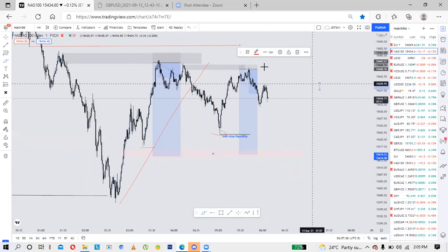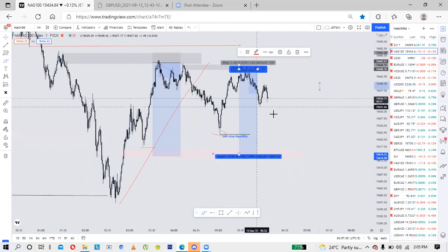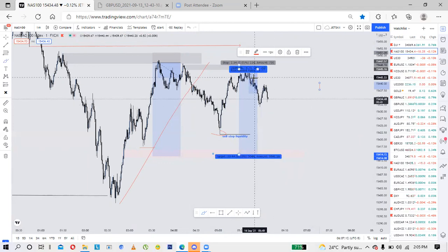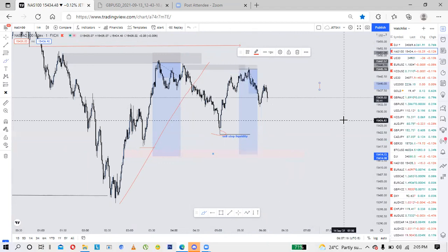Okay, and then this one again, it's selling nicely. If it breaks the low, I'll take my partials around this area, and then I'll see how it plays out. So for me, it's a risk-free trade.